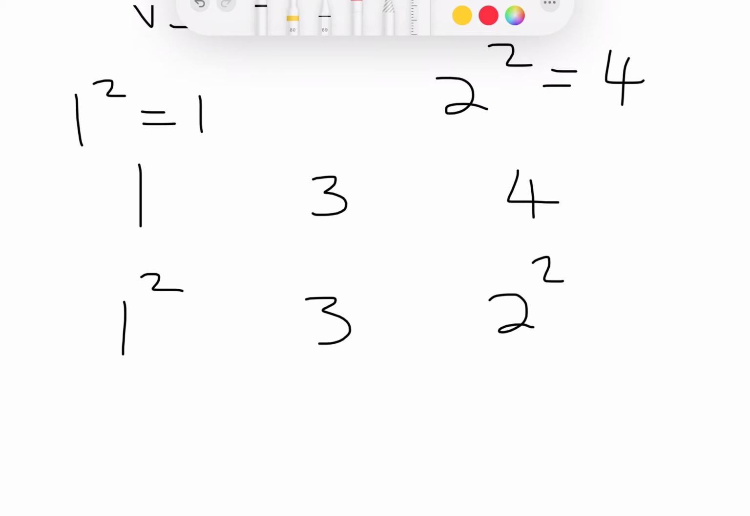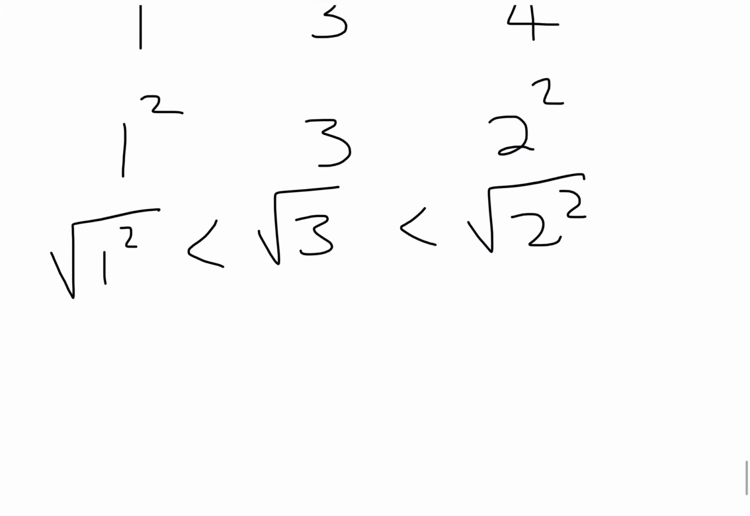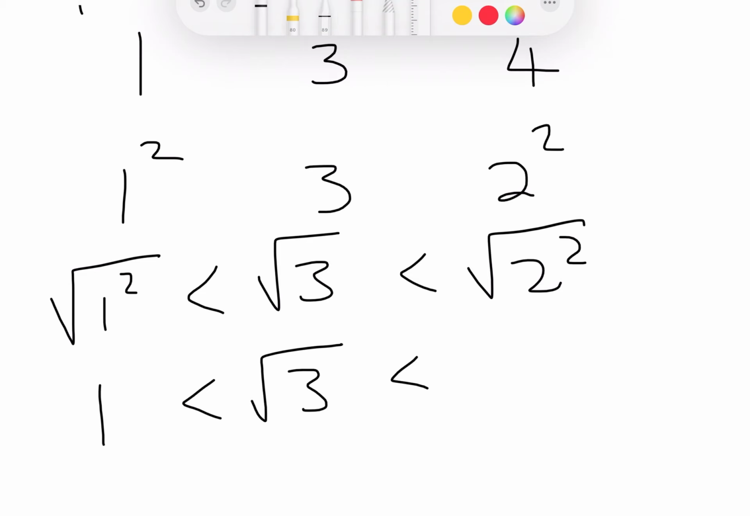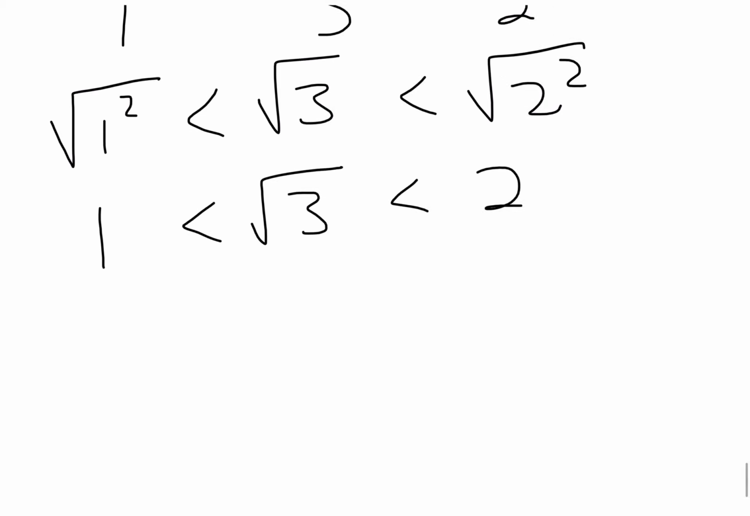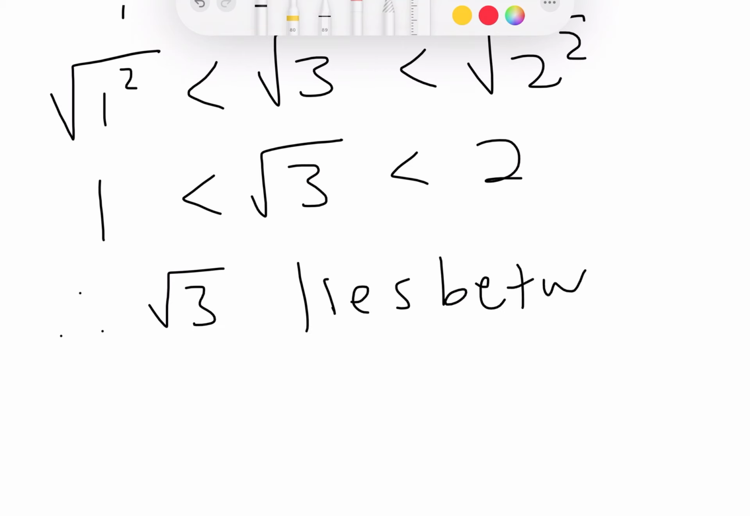Then we are going to apply the square root to each one of them. And we know that the square root of 1 is less than the square root of 3, and it is less than the square root of 2 squared. But what is the square root of 1 squared? Square root of 1 squared is just 1, which is less than square root of 3, which is less than 2. And then you can say, therefore, root of 3 lies between 1 and 2. That's a shortcut method.